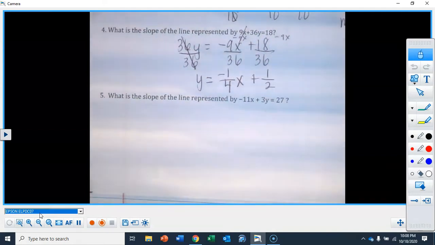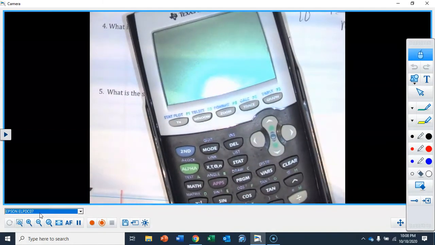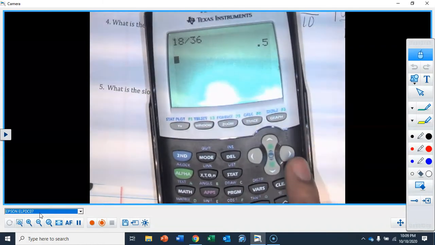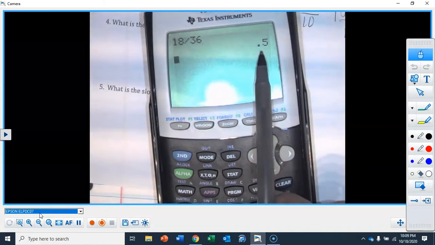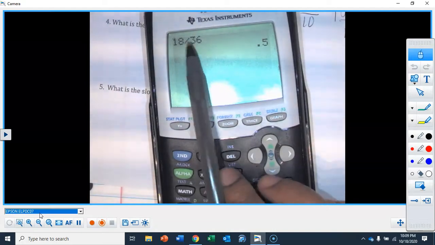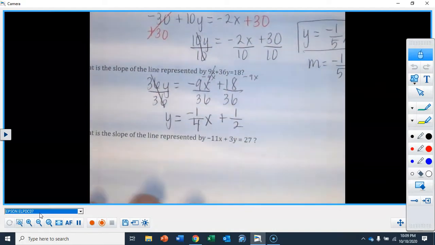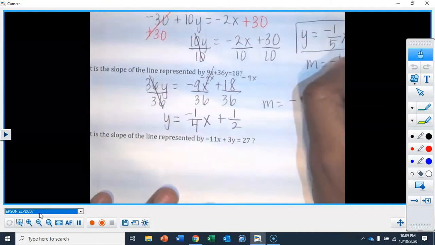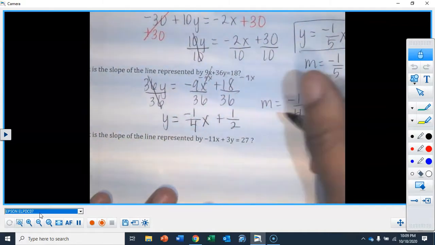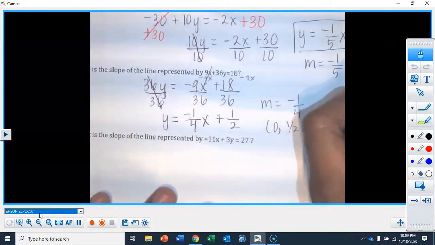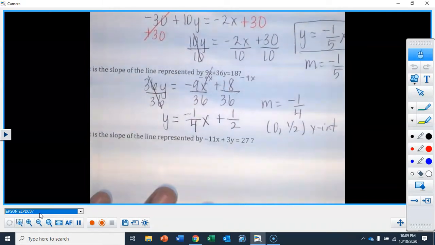And just to be clear, if you get the calculator and you put 18 over 36, you know, there's no decimals though. See, you got to know how to make this a fraction. So you got to know your multiplications. So 1/2, and so what's the answer to this one? The m is negative 1 over 4, and 0, 1/2 is my y-intercept.